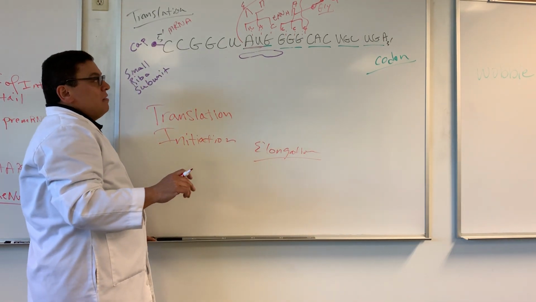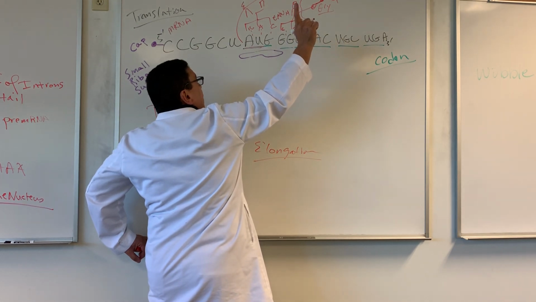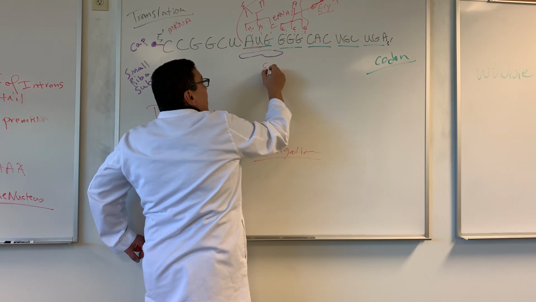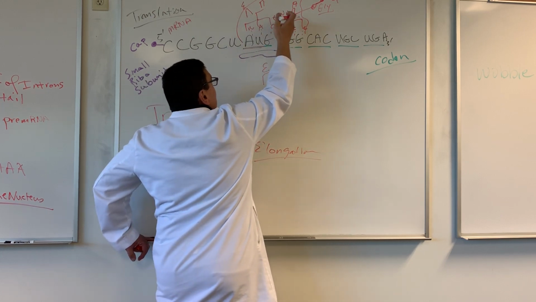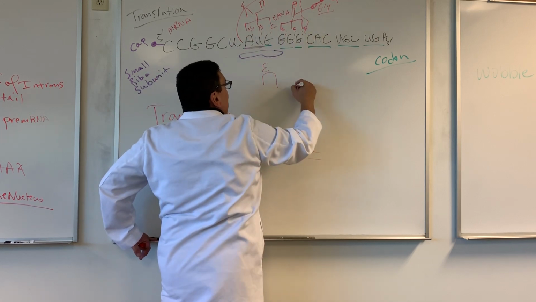The next event is that the whole ribosome moves over one codon. Whatever was in the P site is now in the E site. Whatever was in the A site is now in the P site, and the A site is empty again. Let me show that to you.